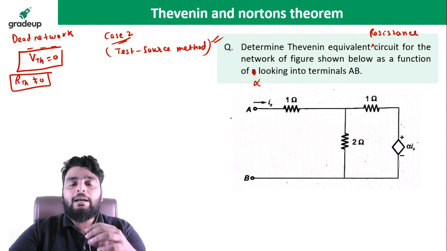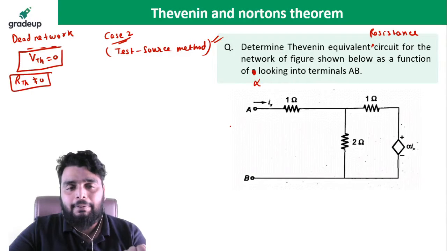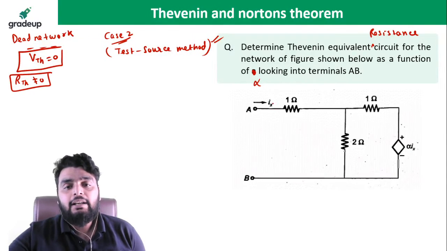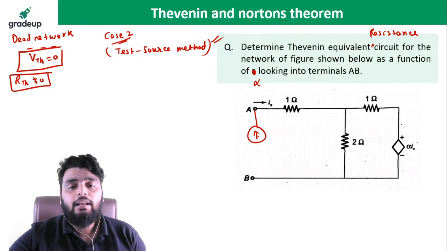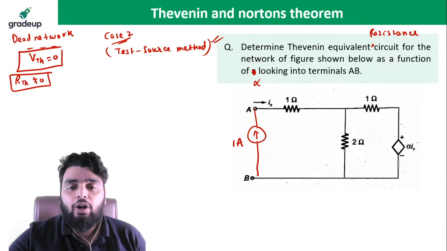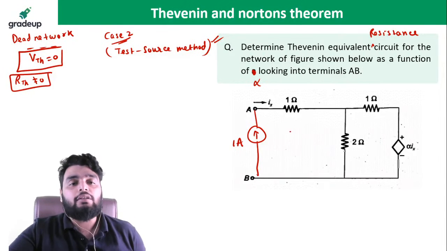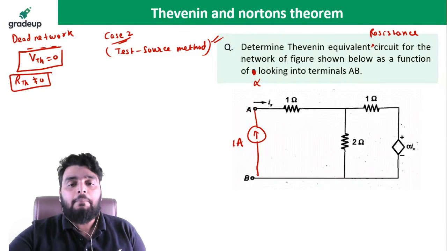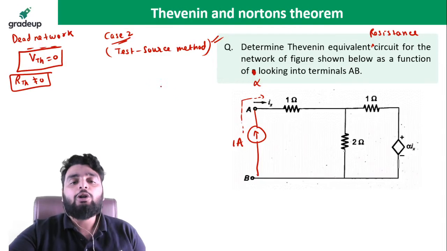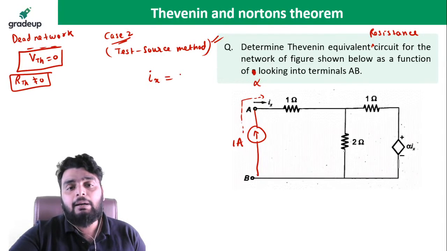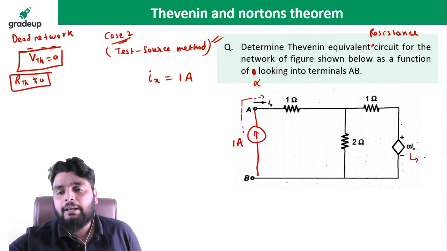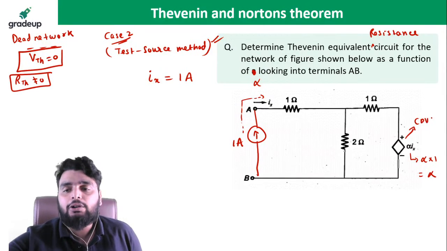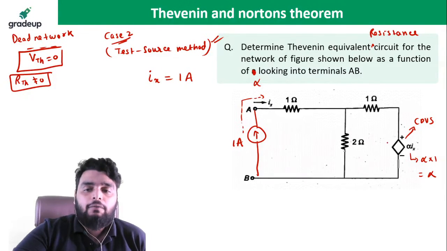Now, which source should I apply? I gave you a trick: if across the terminal you have a series element, apply the current source, but if across the terminal you have a parallel element, apply the voltage source. When you apply the current source of 1 ampere, you can see 1 ampere is flowing through here. So obviously Ix becomes 1 ampere. Yes or no? And the magnitude here becomes alpha multiplied by 1, equal to alpha. It is a current dependent voltage source, so the magnitude of the voltage source becomes alpha.